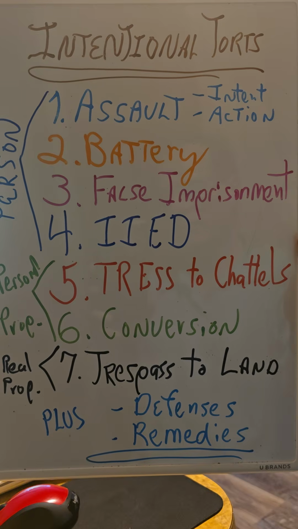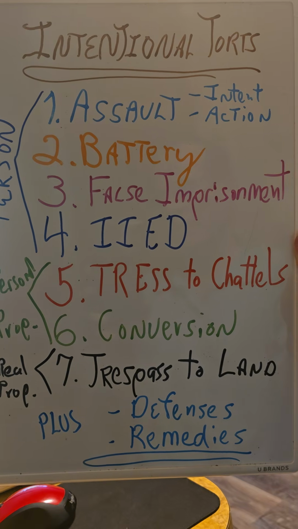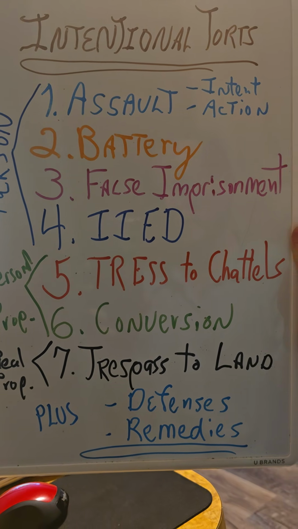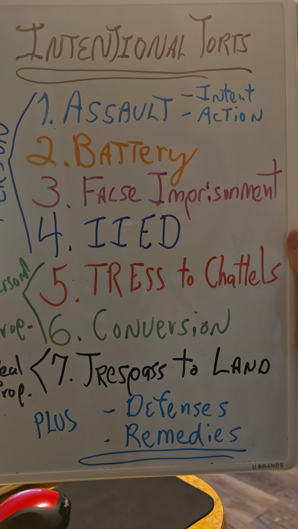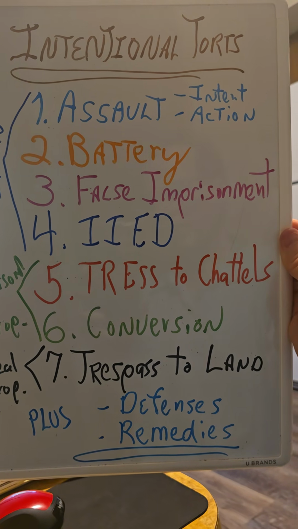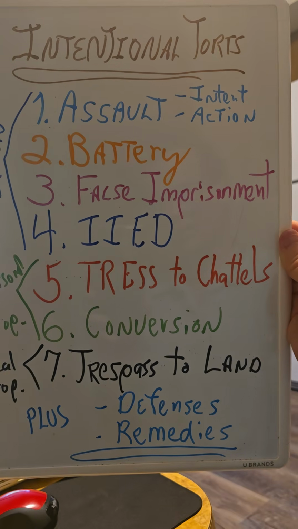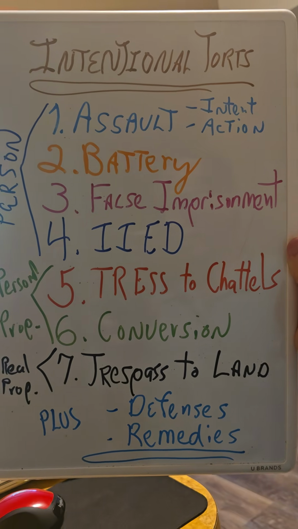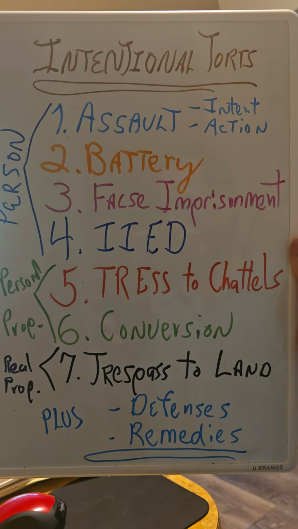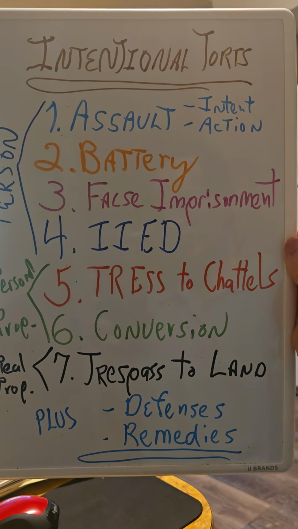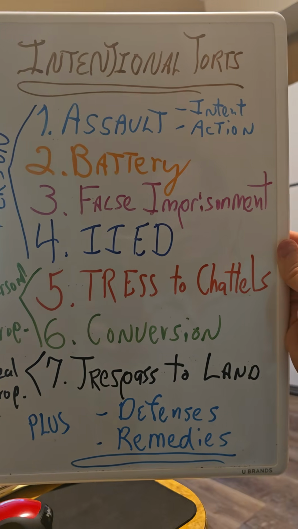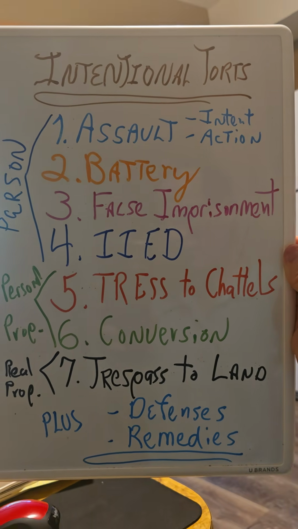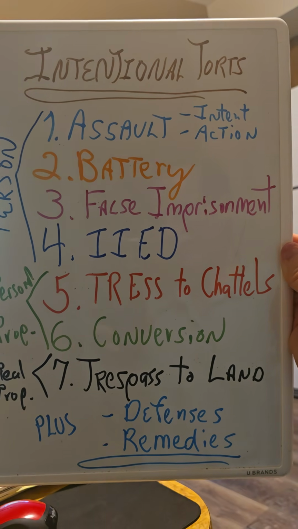First, we memorize the intentional torts and what they are. Assault is what? Creating fear. Battery is a harmful touching. False imprisonment is a confinement. IIED is extreme emotional distress. Trespass to chattels is a relatively minor intrusion upon personal property. Conversion is a much more major intrusion upon personal property. And trespass to land is self-evident, is when someone goes onto somebody else's property.